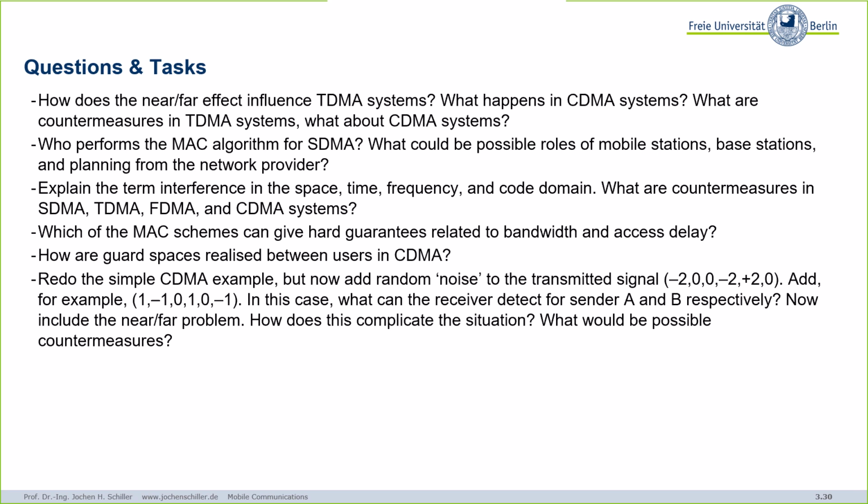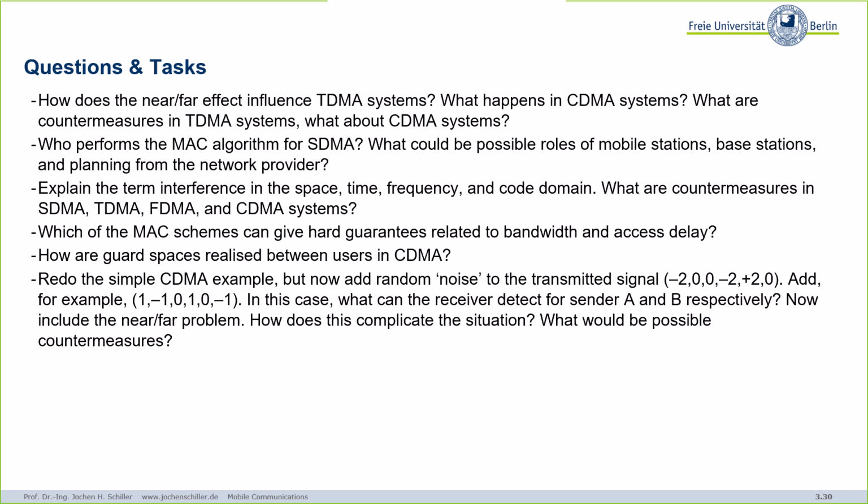Okay, so I guess I will not go into all the details of the next questions, but if you have questions, just please ask. But think of those terms like interference. Interference, what does it mean in space, in time, in frequency, and code? That's what I try to explain in this chapter. But what can we do, for example, in SDMA, TDMA, FDMA, and CDMA systems, to avoid the interference?